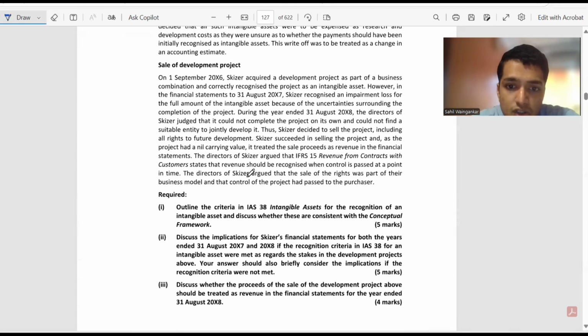Discuss the implication for Skizer's financial statements for both the years ended 31st of August 17 and 18. If the recognition criteria in IAS 38 for an intangible asset were to be met regarding the stakes in development projects above, your answer should also briefly consider the implications if the recognition criteria were not met.